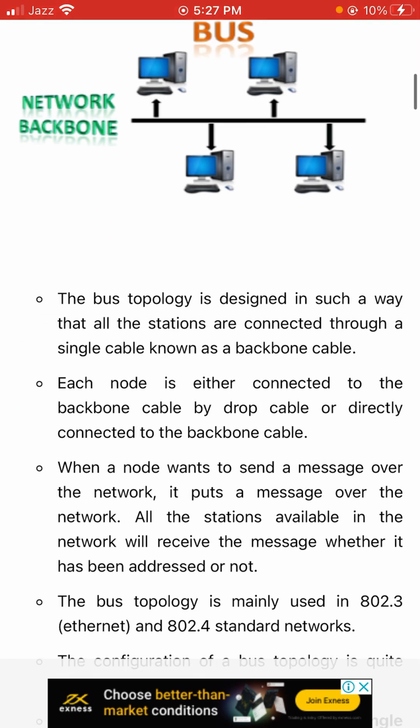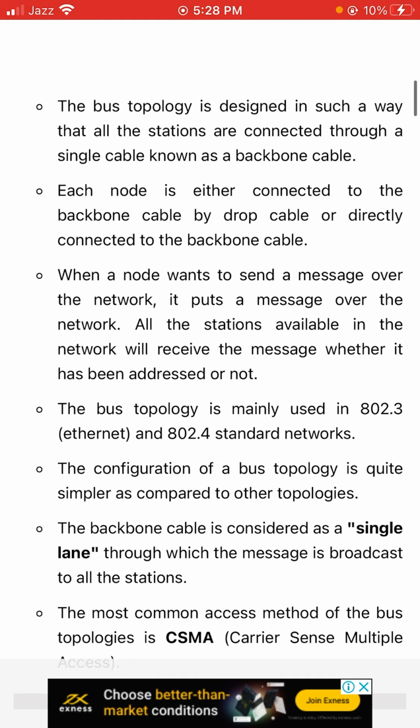Bus. The bus topology is designed in such a way that all the stations are connected through a single cable known as backbone cable. Each node is either connected to the backbone cable by drop cable or directly connected to the backbone cable. When a node wants to send a message over the network, it puts a message over the network. All the stations available in the network will receive the message whether it has been addressed or not.